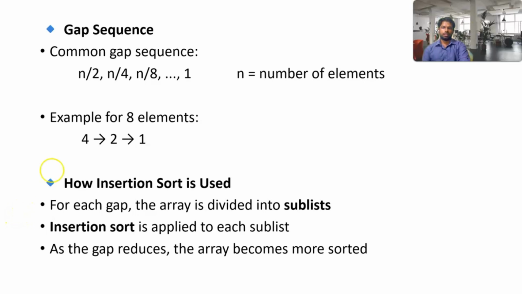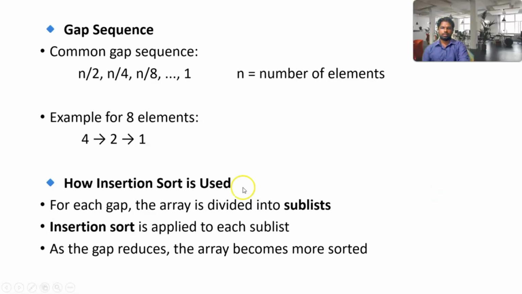First, you have to start from a larger gap, like n divided by 2, and then you move on to a smaller gap, n divided by 4, and then at last you finish at a gap of 1. So n means the number of elements. For example, if there are 8 elements in an array, n divided by 2 gives the first gap, which is 4, and then 8 divided by 4 is 2, and lastly 1.